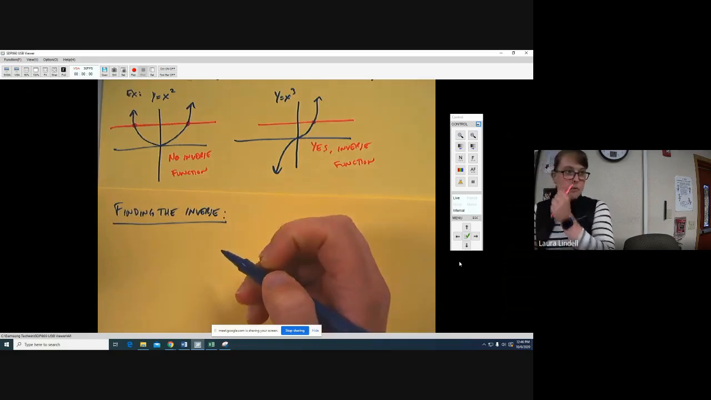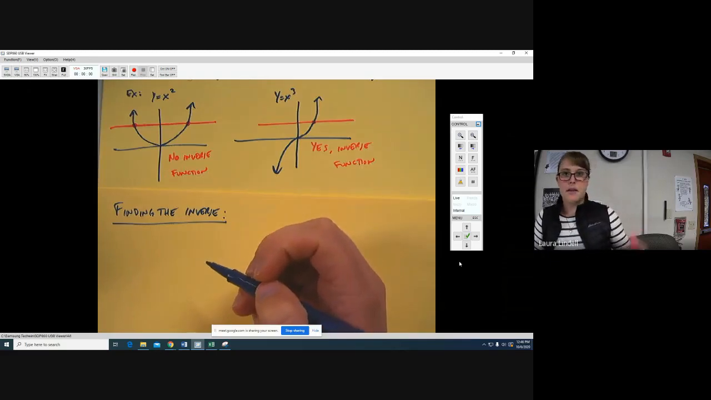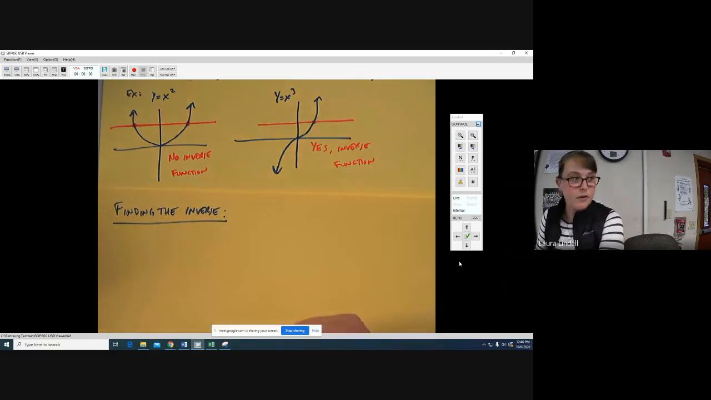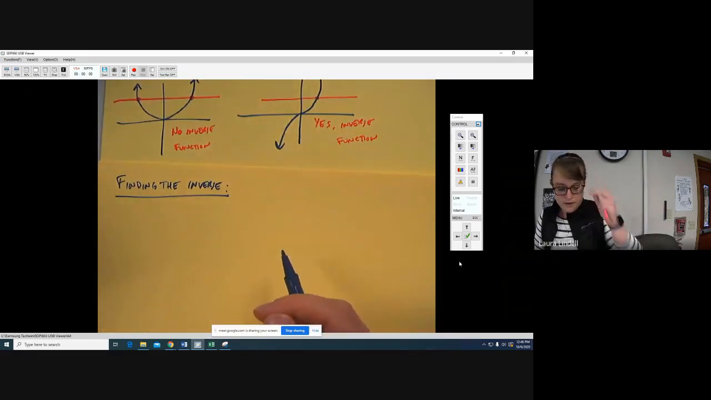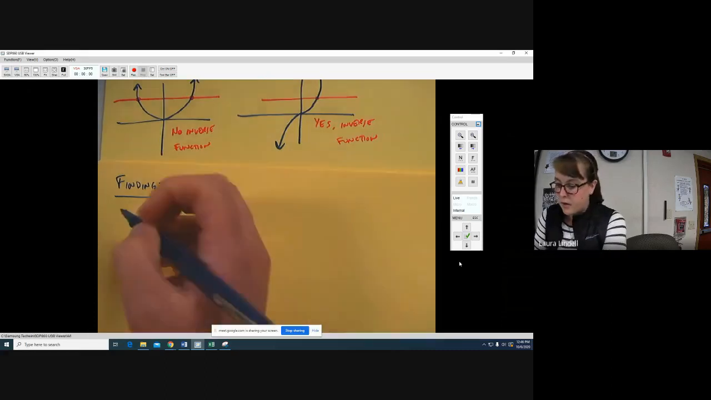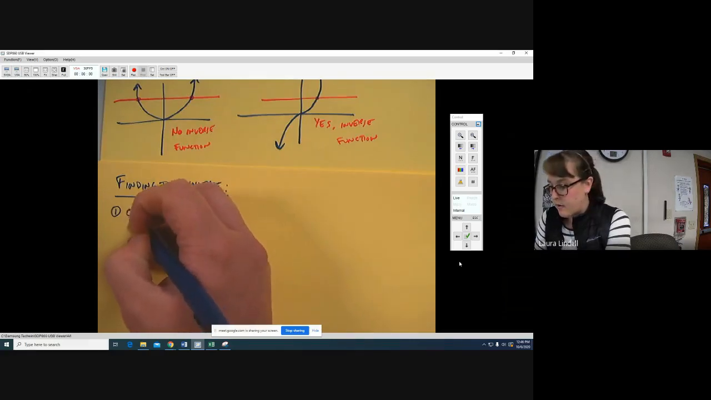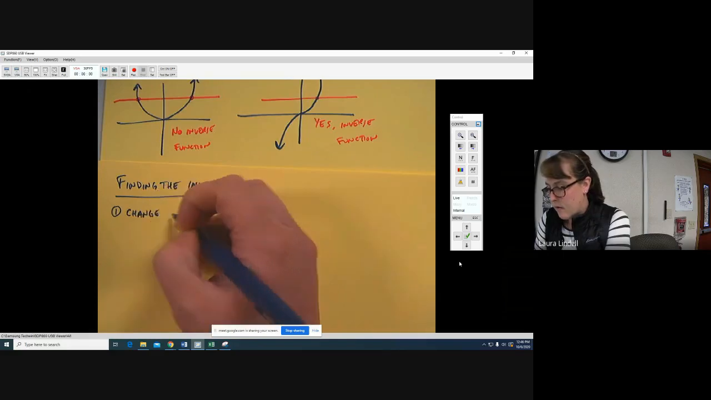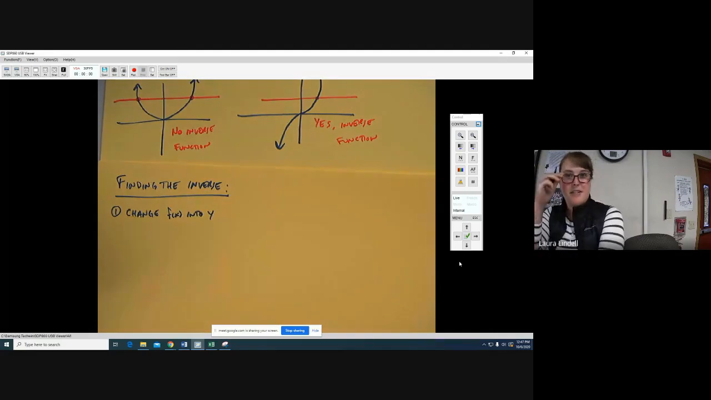Okay. And for people who enjoy steps, finding inverse functions is something that lends itself well to going step by step. So if you enjoy steps, this is a great topic for you. So here we go. I'll list out the steps and then we'll go through the steps on one of them. The first step is to change f of x into a y. Just because it makes our lives easier when we're going through and solving things.